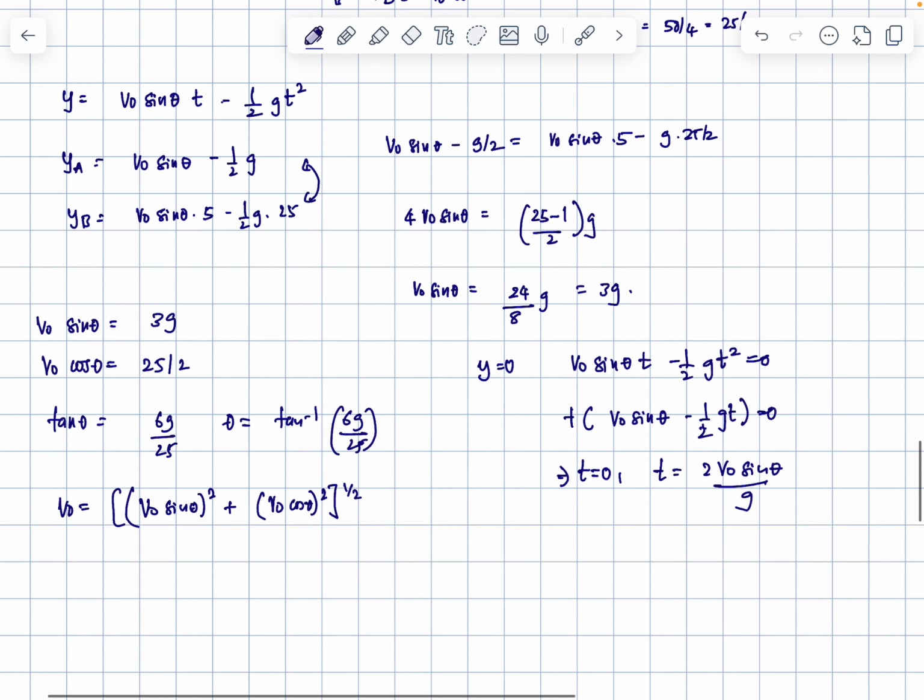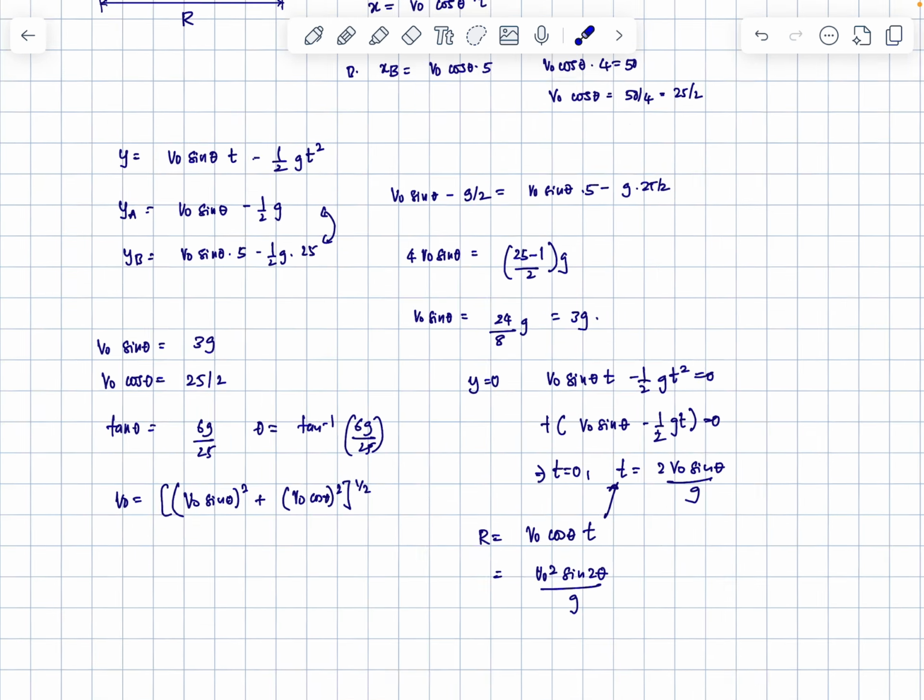To find r, we set r equals v0 cosine theta times t, where this is the value of t. We plug that in and we get v0 squared sine 2 theta divided by g. We know v0, theta and g, so we can find r.